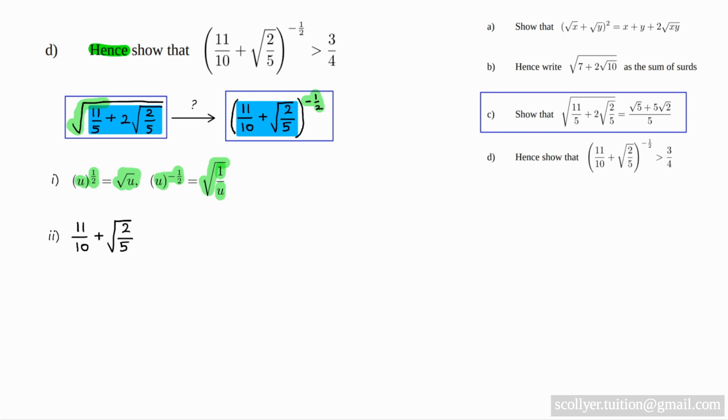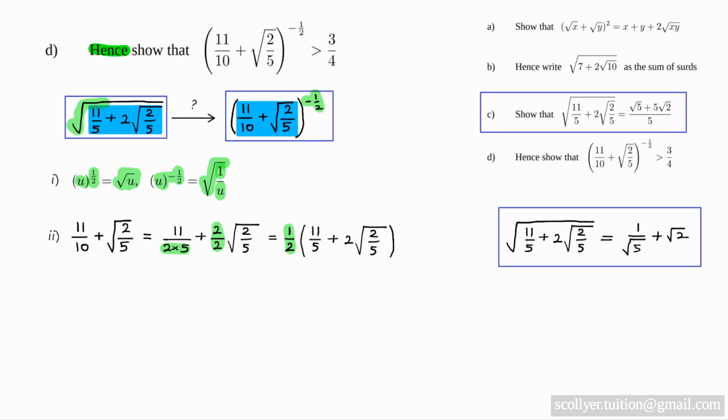Secondly, we rewrite the quantity in this question in terms of the quantity in part C as follows, by noting that they seem to differ by a factor of 2. So 11 over 10 becomes 11 over 2 times 5, and root 2 over 5 becomes 2 over 2, which is 1, times root 2 over 5. And from that we factor out 1/2 to leave behind in the brackets the quantity in part C.